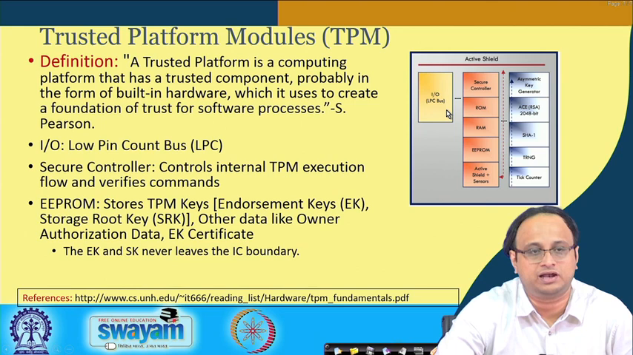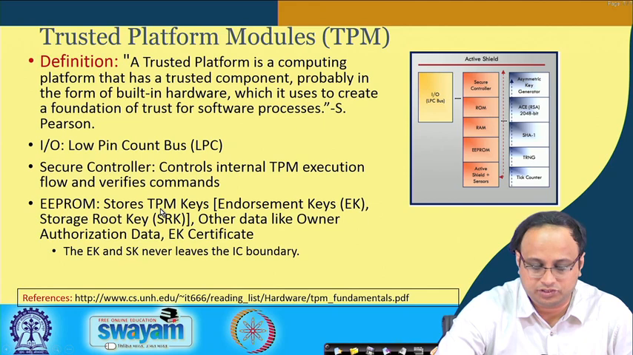Then there is an EEPROM which stores several keys. In a TPM there is management of several keys, and I have just listed two of the most important ones. One is called the endorsement key and the other is called the storage root key, or SRK. There are also other important keys like owner authorization data and the EK certificate, which are also maintained and stored inside the TPM.